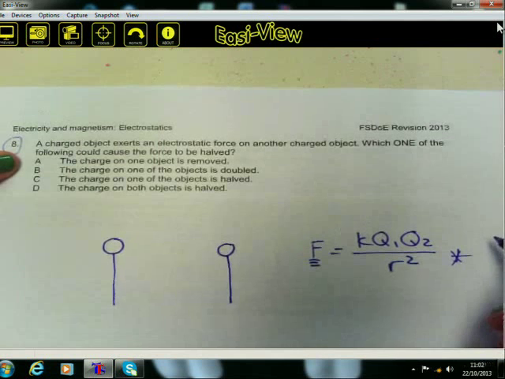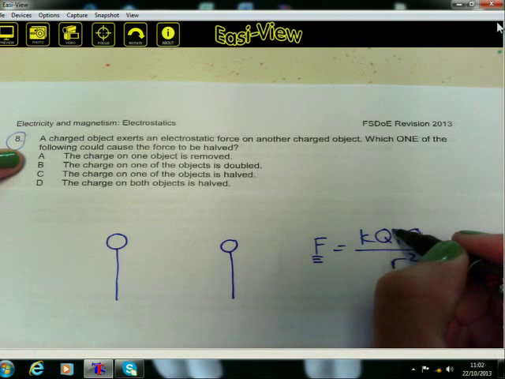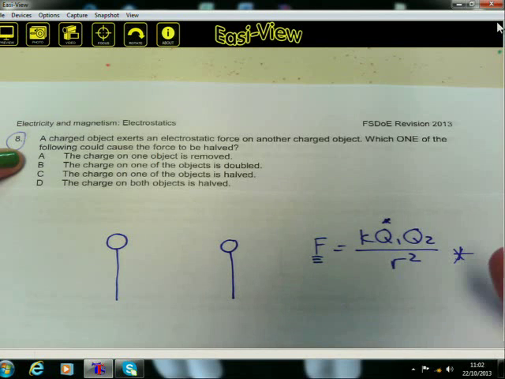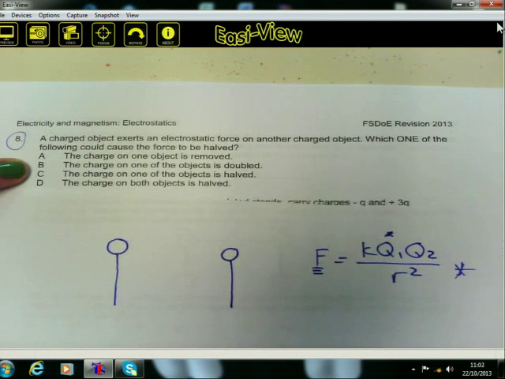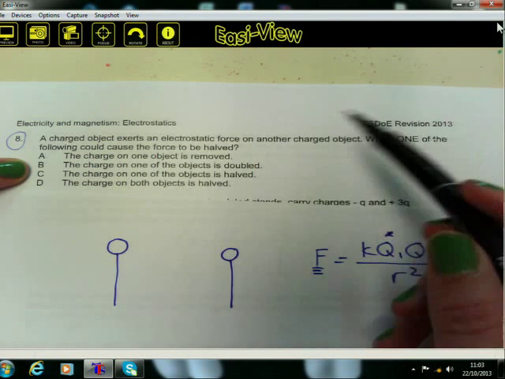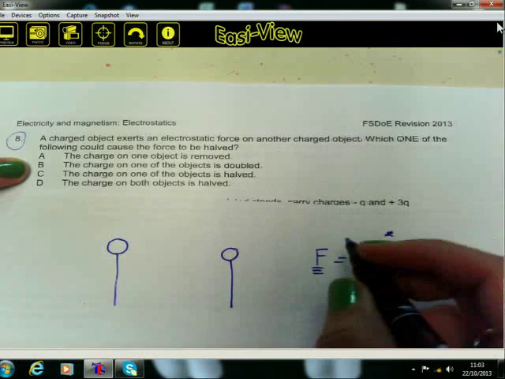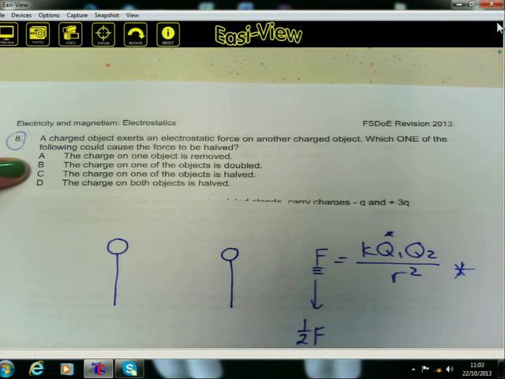Number A says the charge on one object is removed. This is not going to cause it to halve, because one of these is going to go to 0. If this one goes to 0, then your answer is 0. So that's not going to work. Number B says the charge on one of the objects is doubled. Remember, what do we want to know? Which one of these would cause the force to be halved? We want F to become half of F.